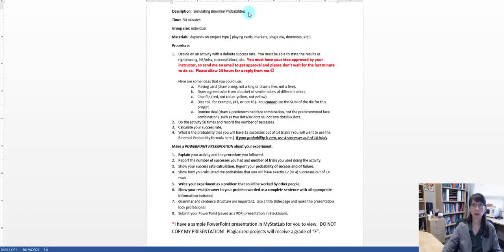This is the tutorial for the Unit 4 end of chapter project. It's called Simulating Binomial Probabilities. And what you're going to do is decide on an activity that has a definite success rate.